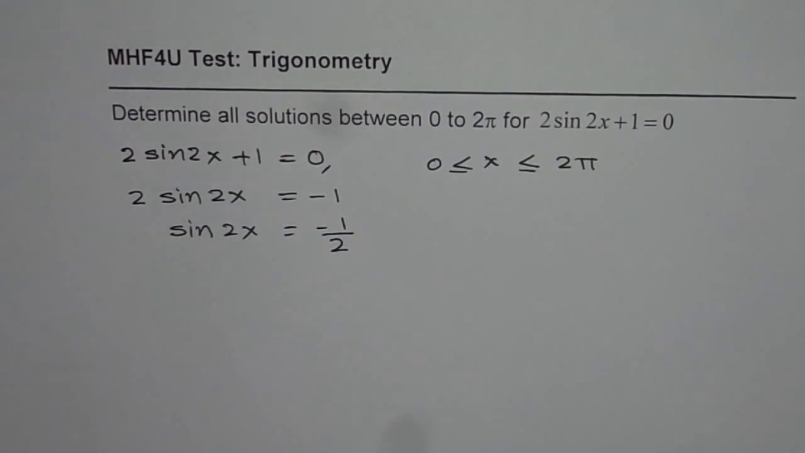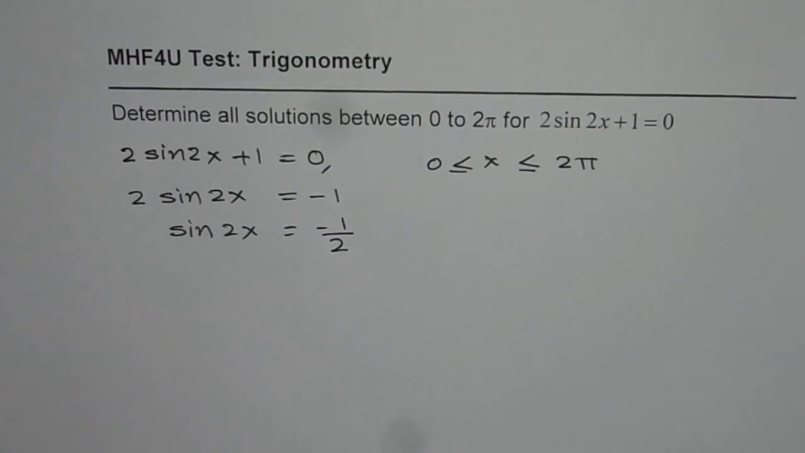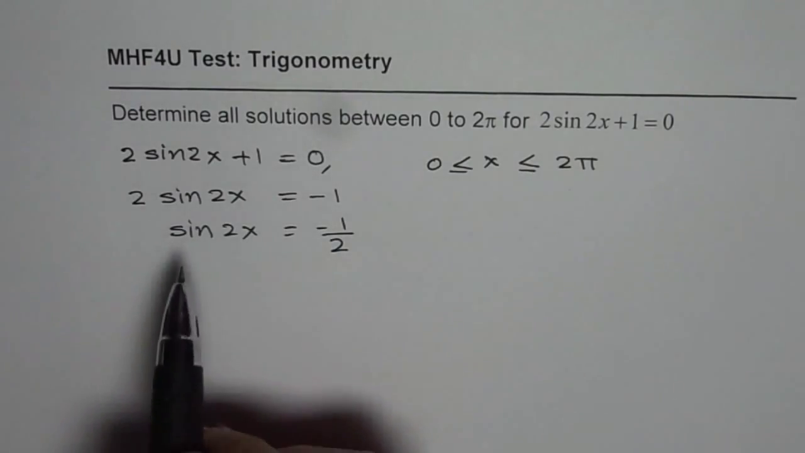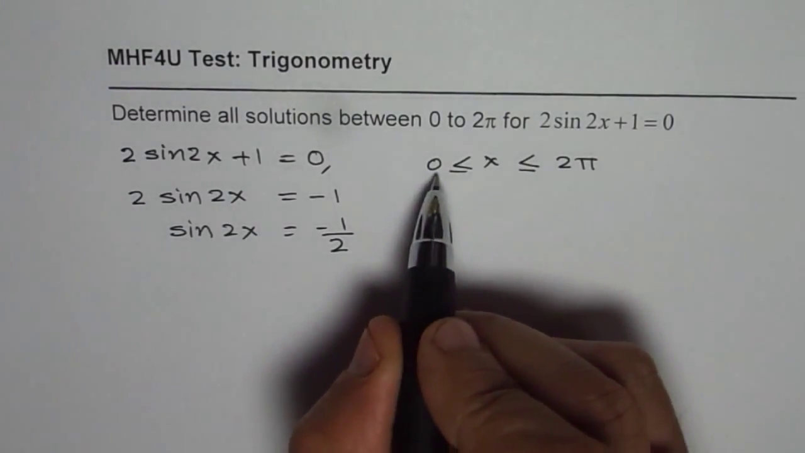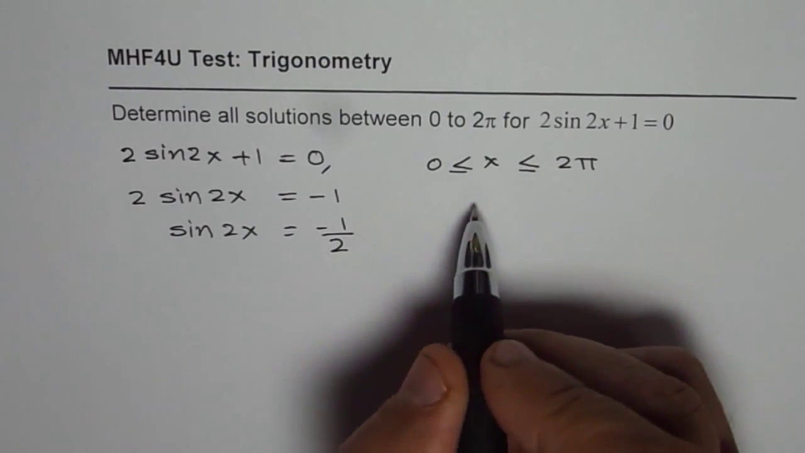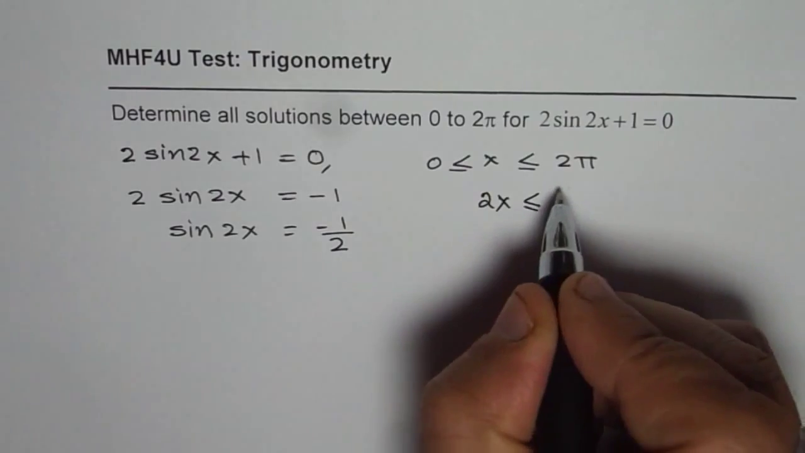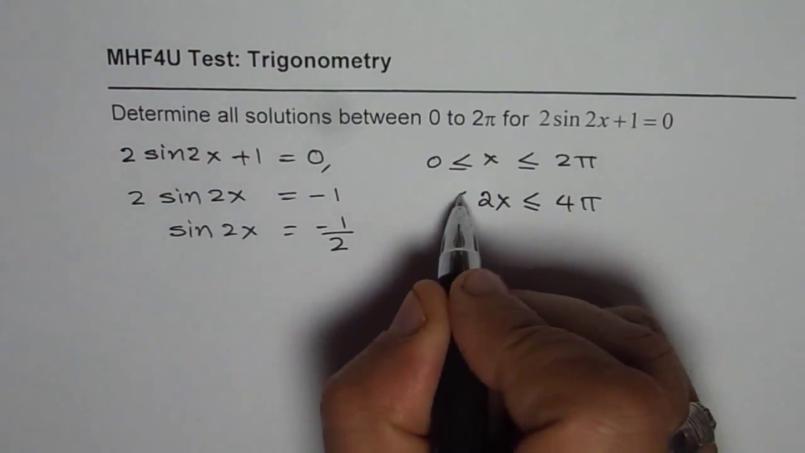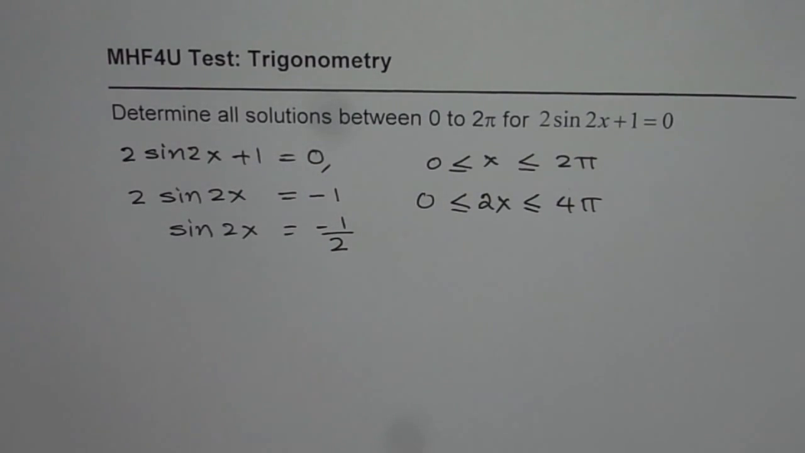Now, there are a couple of things which I want to make you understand. First and foremost is the domain itself. The angle is 2x, right? We are given the domain for x, which is 0 to 2 pi. Change the domain, that's the first part. So multiplying each by 2 will give you 2x between 0 and 4 pi, correct? That is the one thing which you understand.